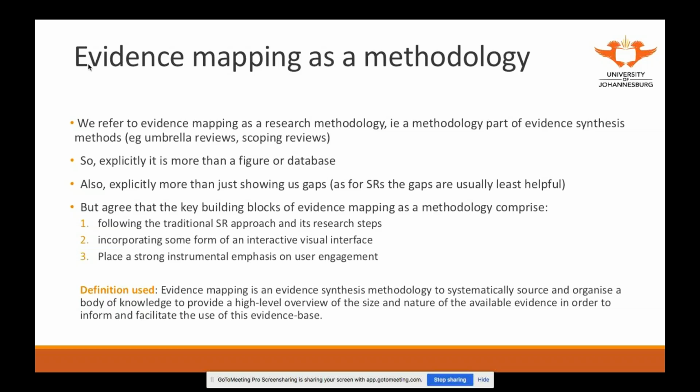But also in our understanding of the methodology of evidence mapping, the key building blocks mentioned before do remain. So it is a key component of an evidence map that it follows a traditional systematic review approach and its research steps. The method of systematic reviewing literature, with its established track record and outlines, shouldn't be compromised if we talk about an actual evidence map. Likewise, we would argue that evidence mapping as a methodology does incorporate some form of interactive visual interface, that can be an interactive table or a graph, but this idea that there is an interactive engagement with the evidence does seem to be a core constituent of the methodology.